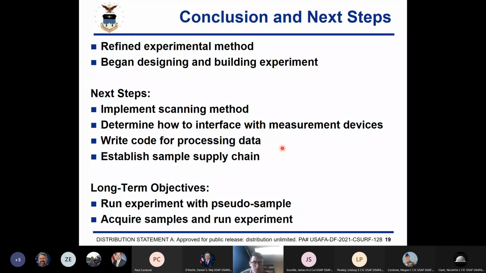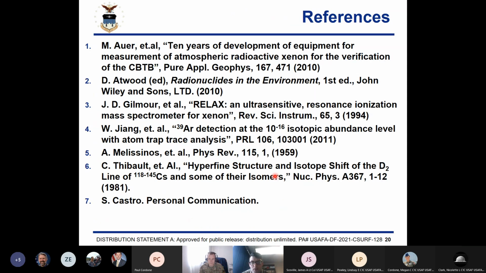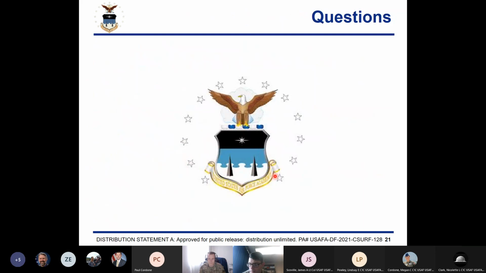But the one thing we want to do before we do that is run our experiment with a pseudo sample of stable xenon. This is just to troubleshoot our system, make sure our vacuum is good to go, our data acquisition process works, our laser scans the way we want it to. Once we've done that and we've worked out any kinks, we'll be ready to actually get our radio xenon samples and run our experiment for real. And that concludes my presentation. Here are my references. Are there any questions?